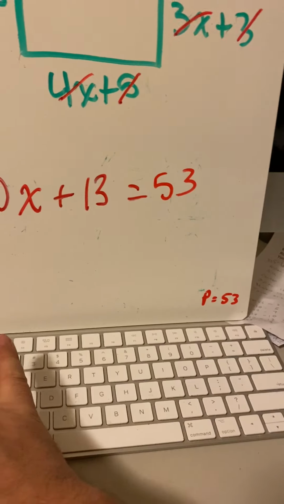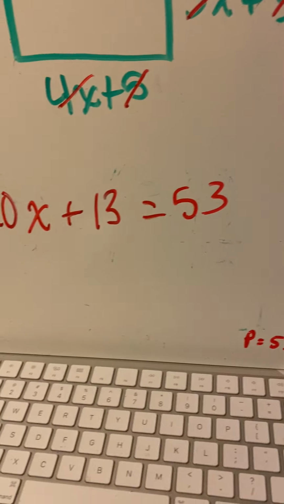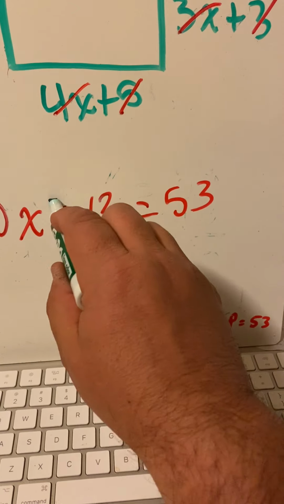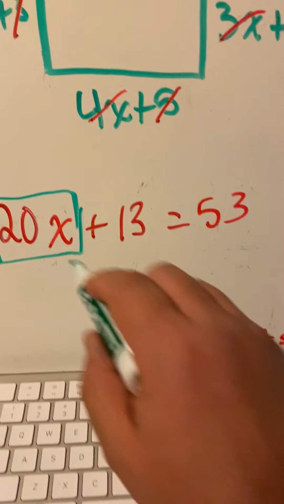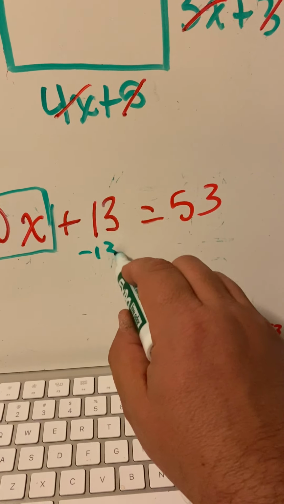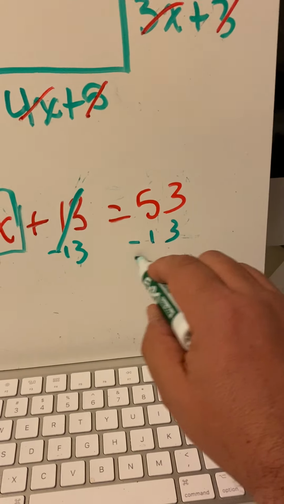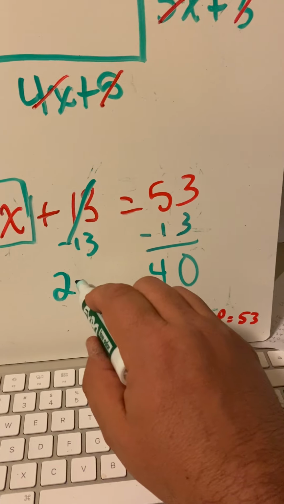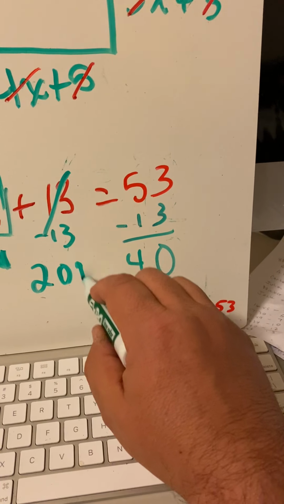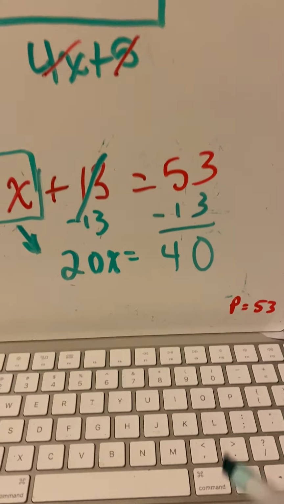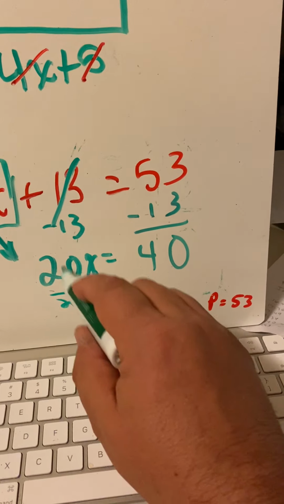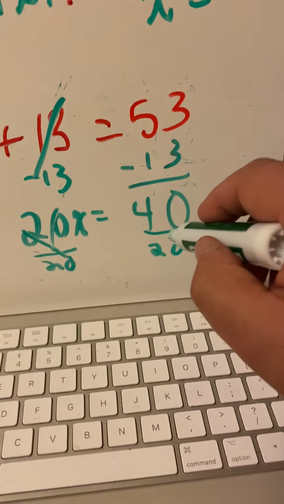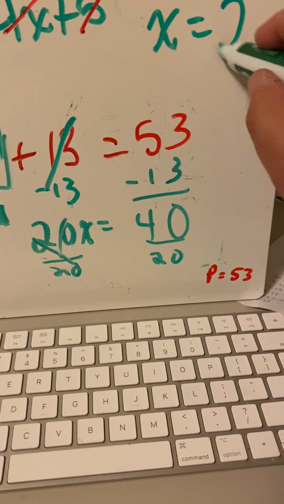Now, some of you are looking at this and going, ooh, this works out nice. If you can see that, awesome. This is our variable, and directly attached to it is the 20. Subtract the 13 from both sides. 3 minus 3 is 0. 53 minus 13 is 40. Bring down the 20x. 20x is equal to 40, and we divide by 20. x equals 40 divided by 20, which is 2. x equals 2.